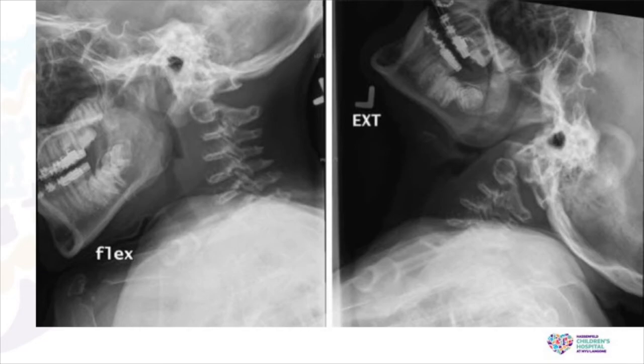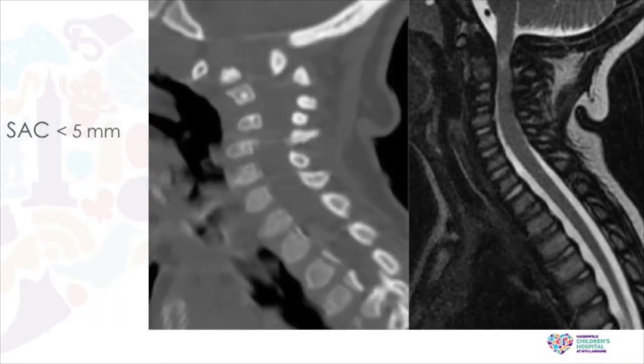An atlanto-dens interval greater than 3.5 millimeters is considered unstable, but more than 10 millimeters is an absolute indication for surgery consisting of stabilization. It should be noted that the so-called space available for the cord can be significantly decreased in these patients without causing significant clinical impairment, but an indication for surgery is a space available for cord less than 5 millimeters.